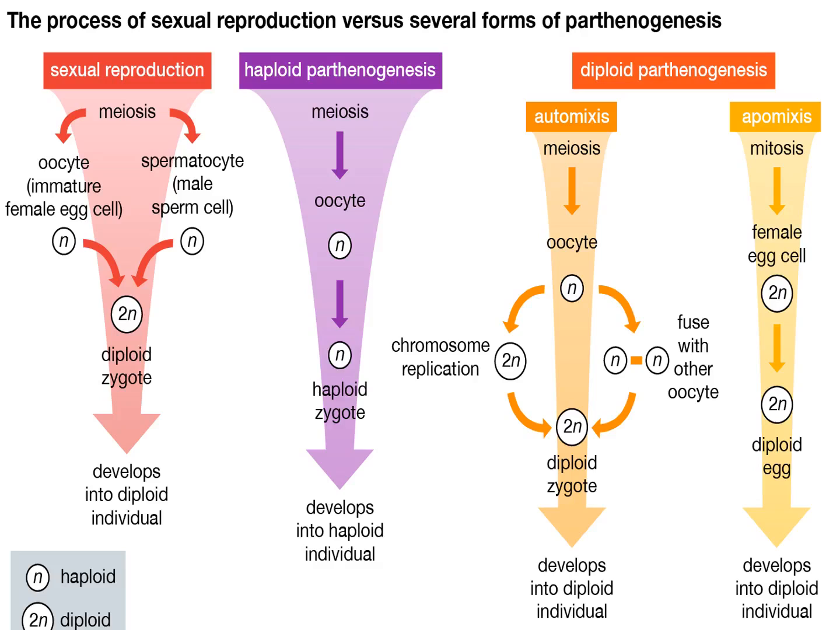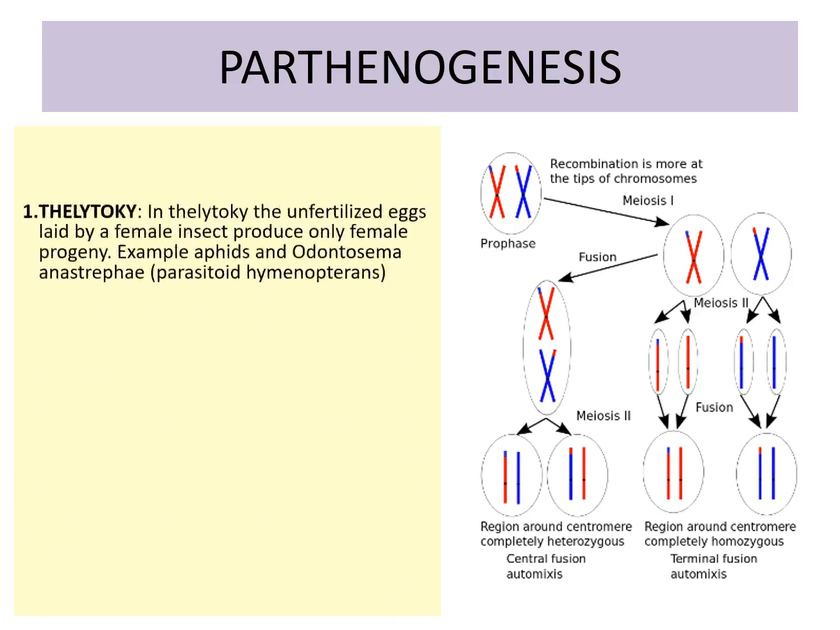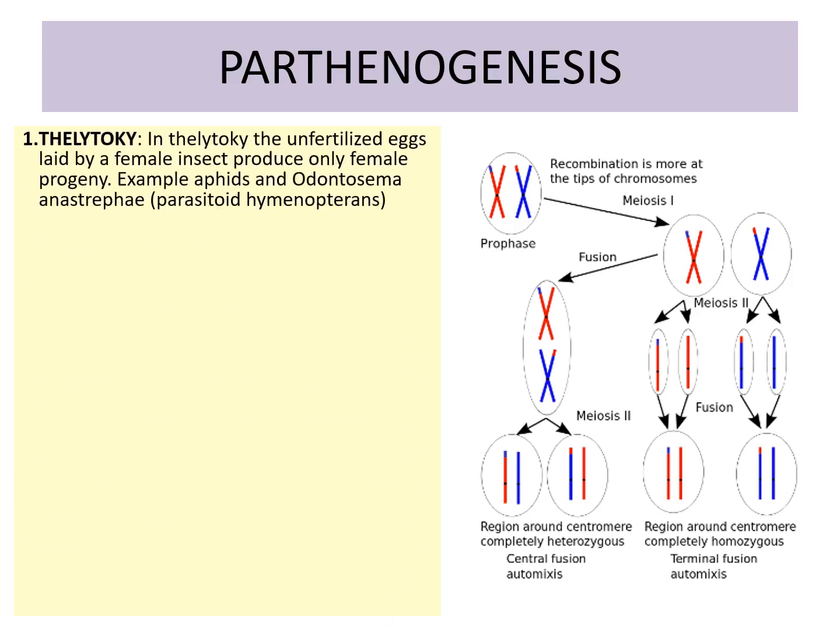Now coming to the apomixis. In apomixis, there is no meiosis, there is mitosis. Female egg cell which is diploid, and the diploid egg forms the diploid individual. So in this way, we can differentiate haploid parthenogenesis from diploid parthenogenesis. Now coming to the thelytoky.